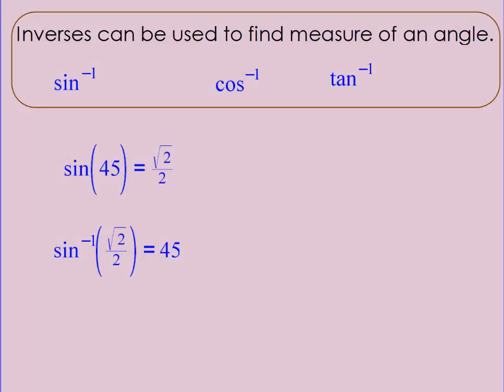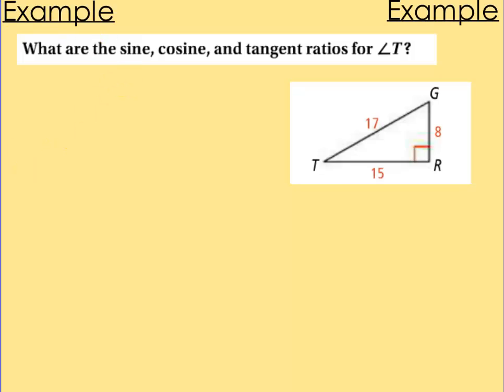Next thing, inverses. Inverses of sine, cosine, and tangent can be used to find the measure of an angle. So it's basically the opposite. If sine of 45 is square root of 2 over 2, then the inverse sine of square root of 2 over 2 equals 45. Just the opposite, or the inverse. Just doing it in reverse. So let's try some examples. Pause the video.